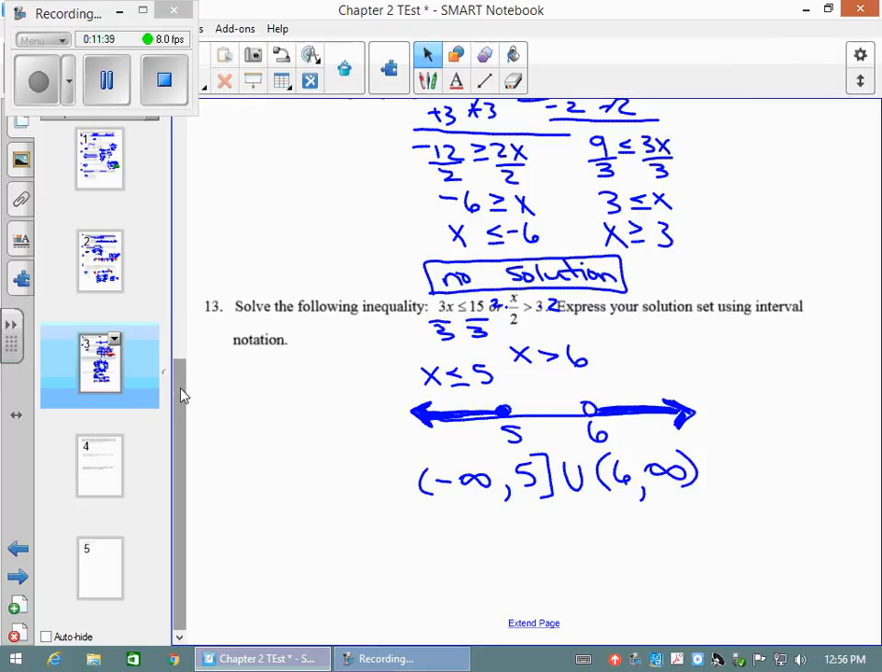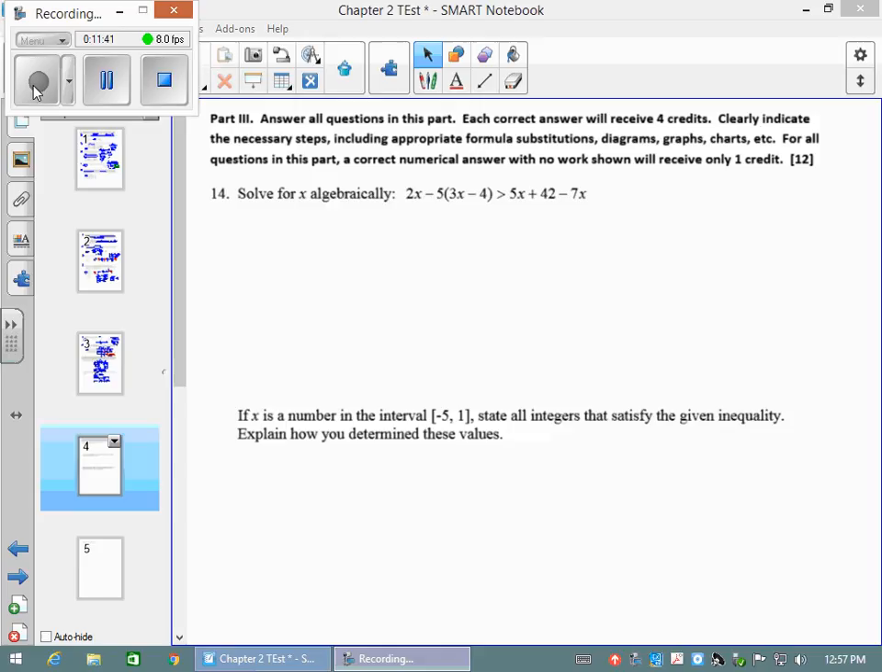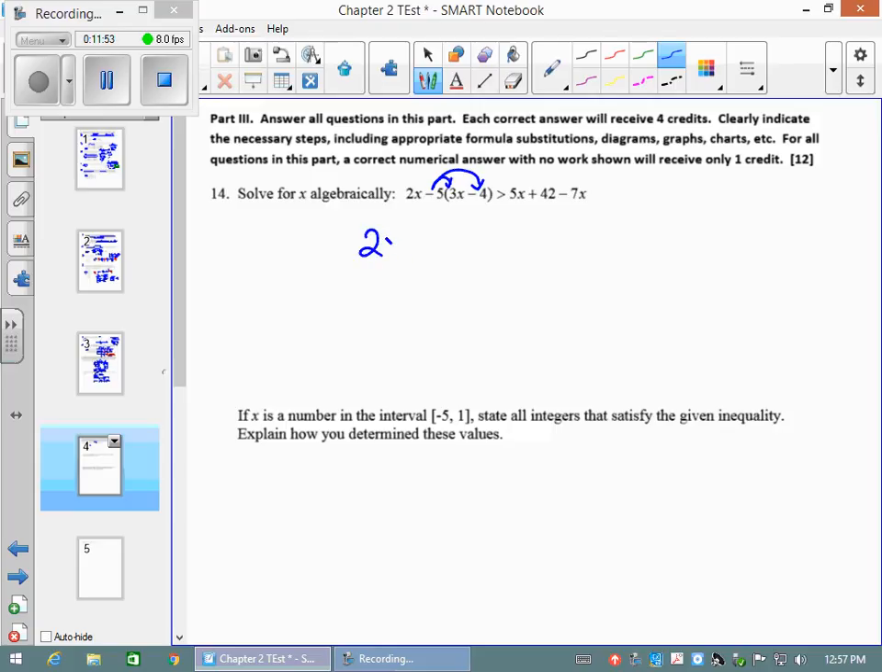Okay, so for number 14, there were two parts to this question. The first part wanted us to solve for x algebraically. So I'm going to start by distributing the negative 5. So I get 2x. Negative 5 times 3x is going to be negative 15x. Negative 5 times a negative 4 is going to give me a positive 20. It's greater than 5x plus 42 minus 7x.